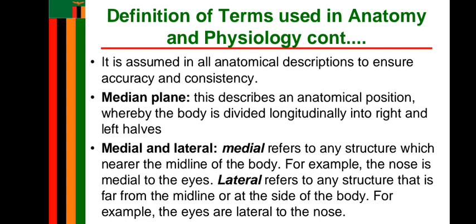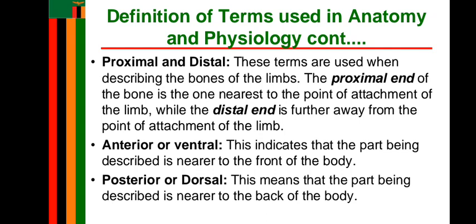All right? Then we have proximal and distal. What is the distinction between the two? On proximal, these are the terms that I use when describing the bones of the limbs. The proximal end of the bone is the one that is near to the point of attachment of the limbs. So something that we call the proximal end is something that is near to the limb, or rather the trunk. Then when we say distal, it is something that is at the end, or further away from the point of attachment of the limbs. So that's how it goes.